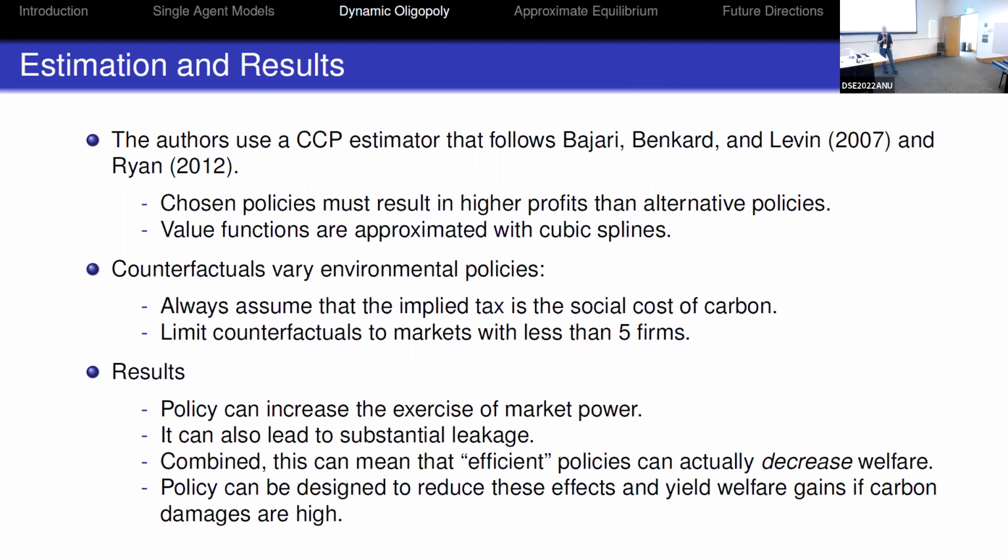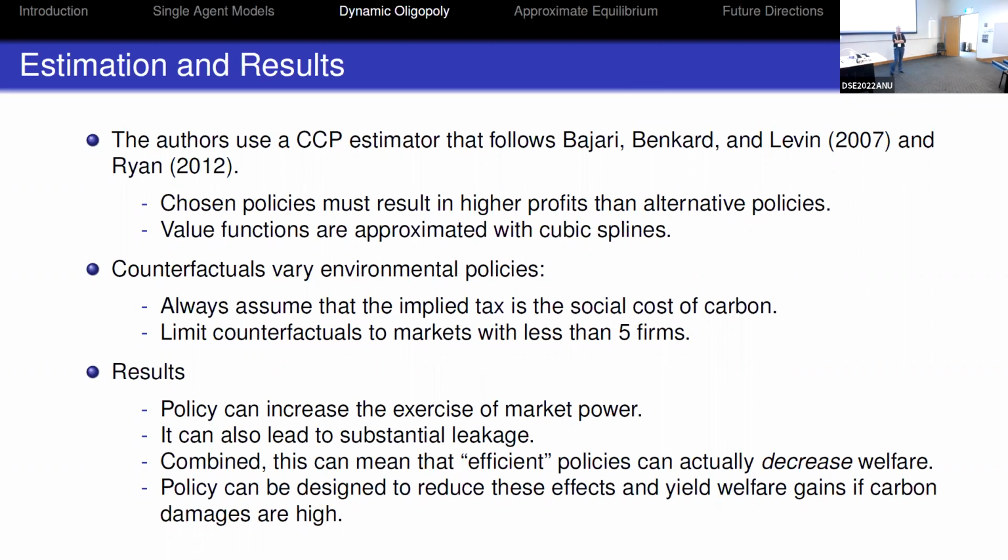It means that they can basically estimate just a small number of coefficients per firm, which is really useful when you've got this continuous state of investment, especially when you have a bunch of firms making different investment choices that you have to play against. The counterfactuals that vary the environmental policies are going to be limited to only those markets with 5 or fewer firms. That's just for computational feasibility reasons. And they're always going to assume that the implied tax is the social cost of carbon.